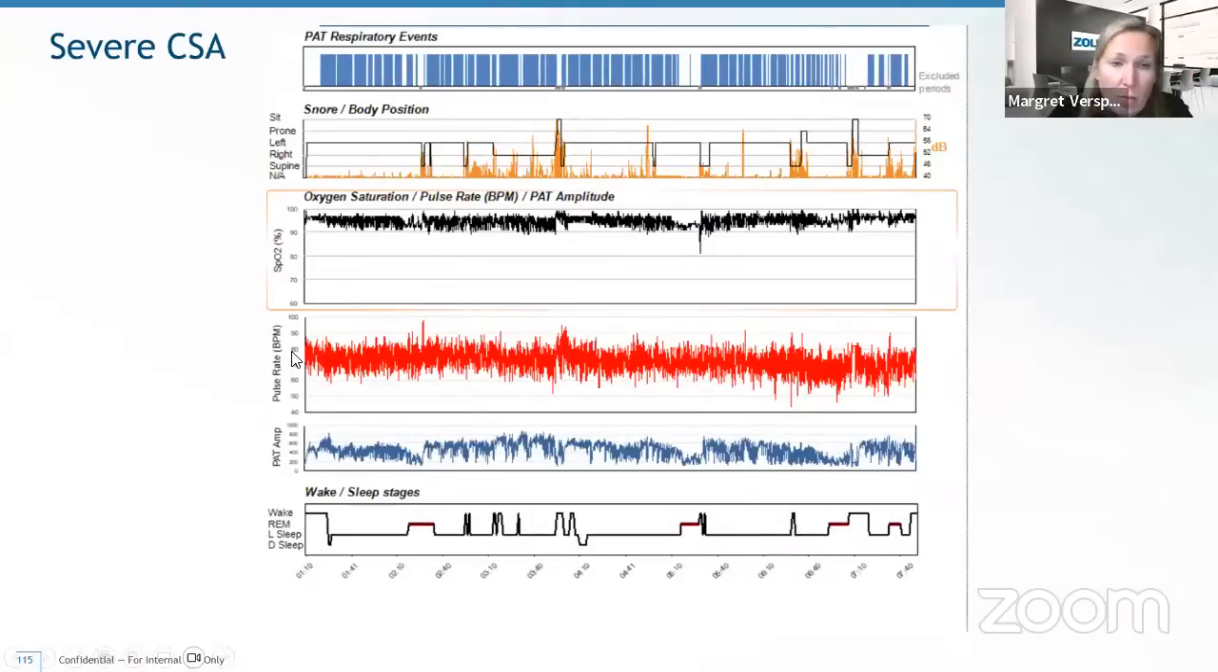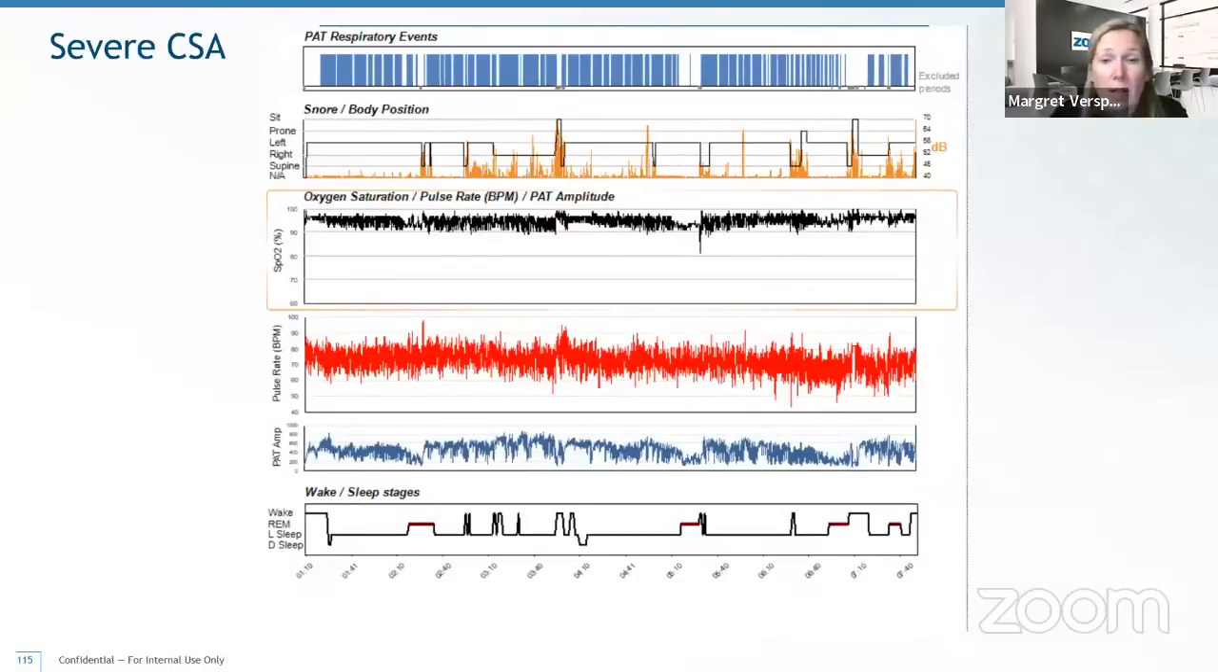What we also see in this patient is that the pulse rate is very irregular from the beginning to the end. So here the patient is awake. You see a short period awake with a stable saturation. We can see that there is a very irregular heart rate. But it's all the time like this. Also, when the patient doesn't have events like in REM, there is still a very irregular heart rate. This is a sign of atrial fibrillation.